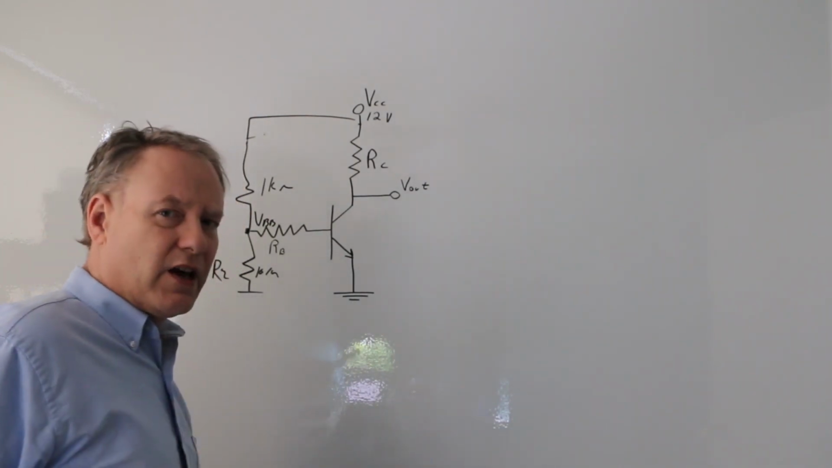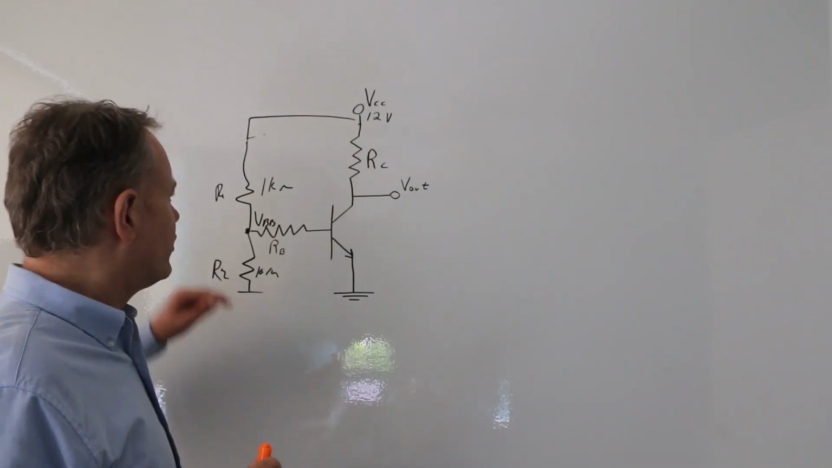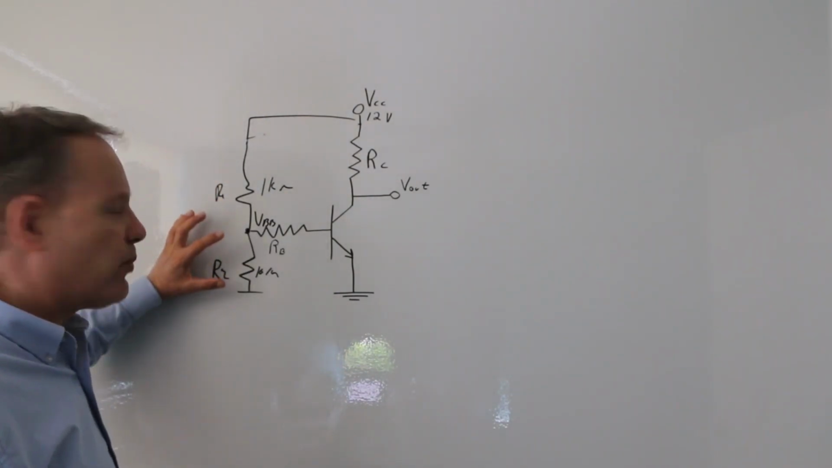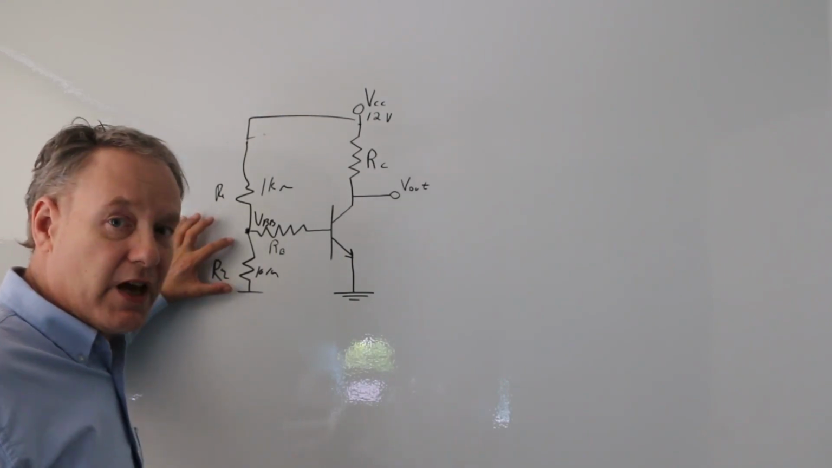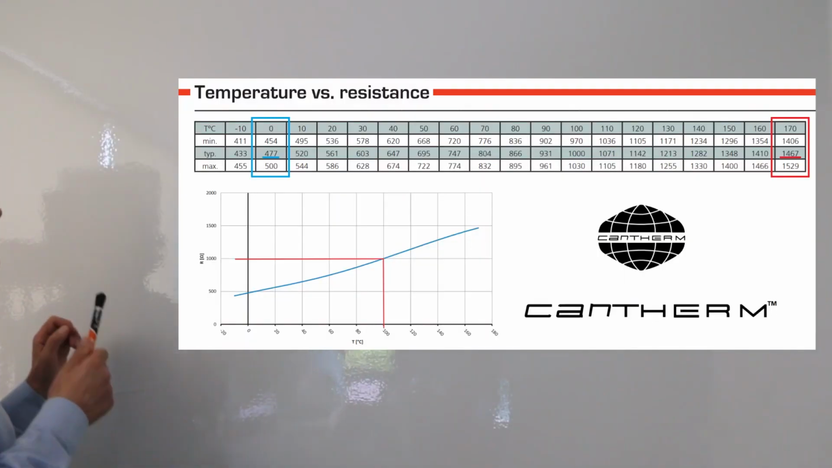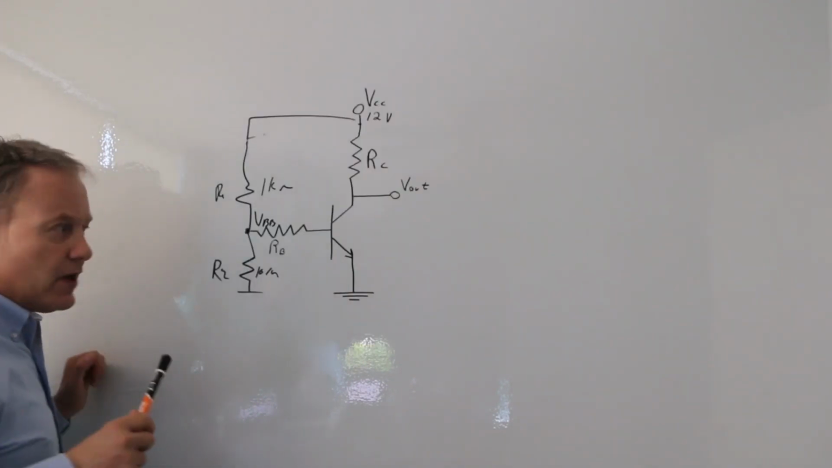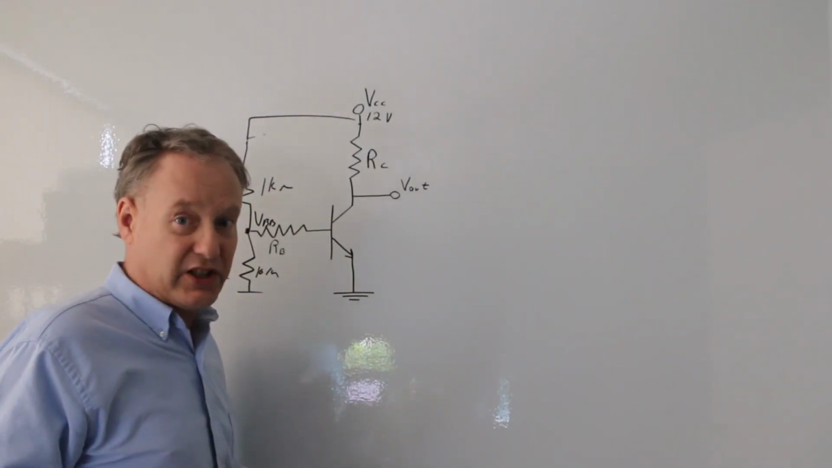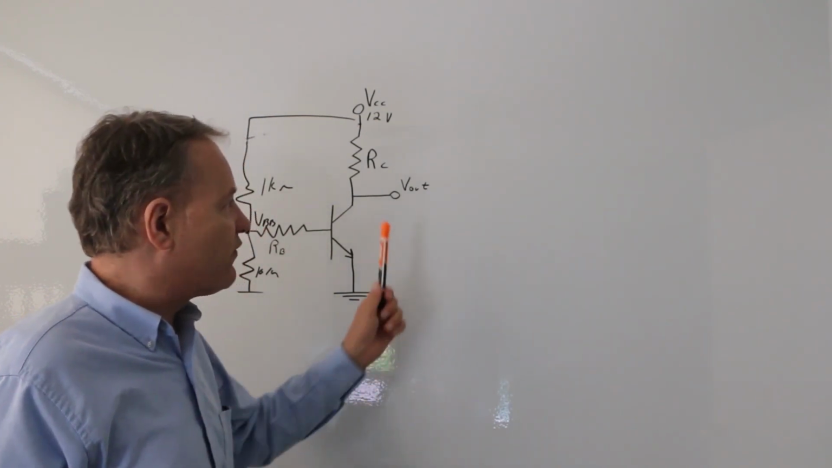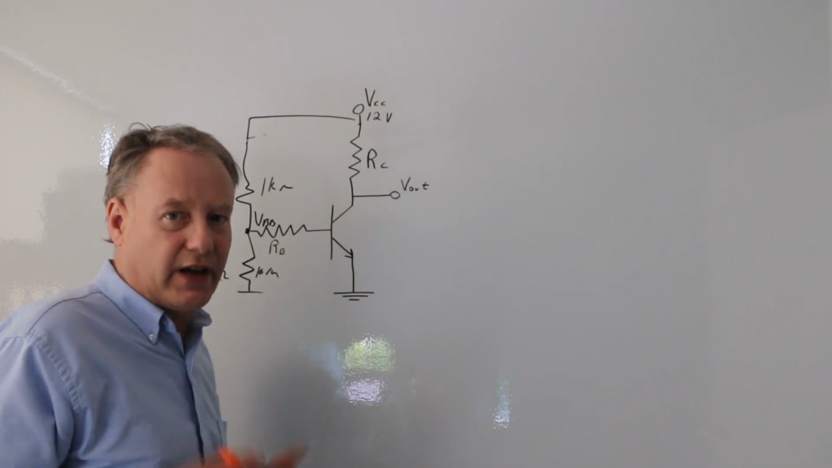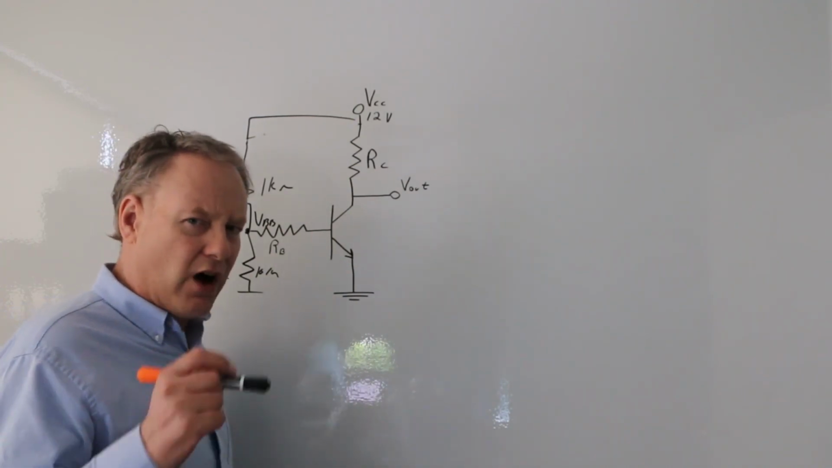Now, we have to think about what we want to do here. Do we want to put our thermistor up here, or do we want to put it down there? Well, if we look at the data, we can see that the resistance increases as the temperature increases. So I'm assuming that if we're going to make a sensor, we're going to make it so that the voltage out of here is going to increase as the temperature increases. I kind of like that. So, how does that work?